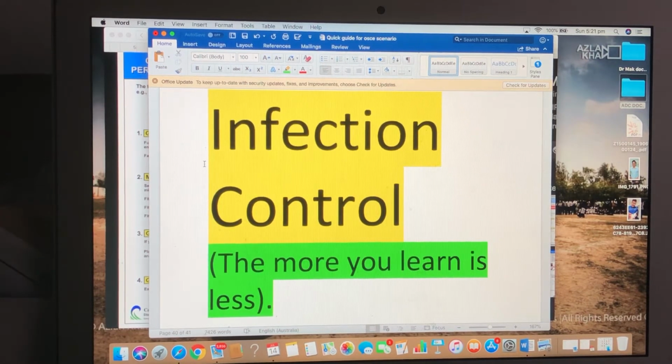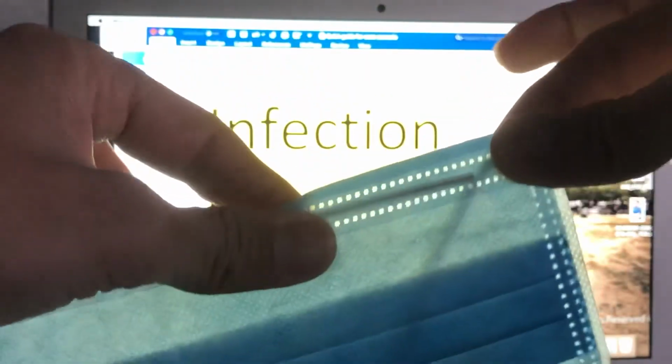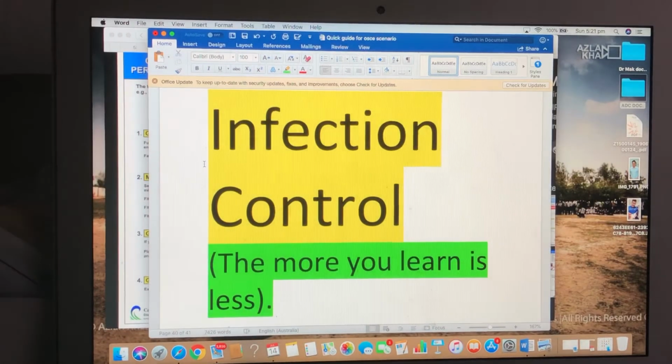Come back. Remove your mask. And whenever you remove your mask, just always touch this side. You just have to touch this. Never touch this, it's again an infection control violation. Always touch this and remove your mask. Wash your hands properly. Once you've washed your hands, pick up your glasses and then leave the room. That's all you need to do.